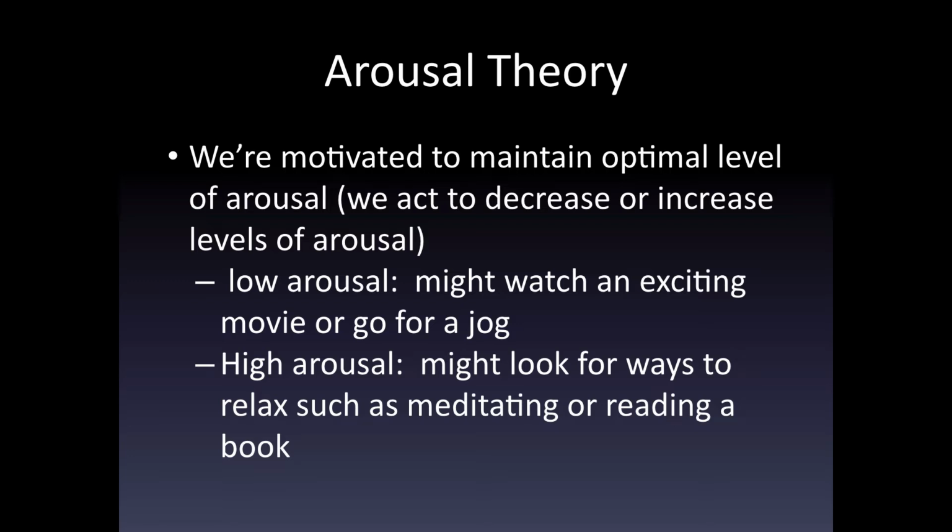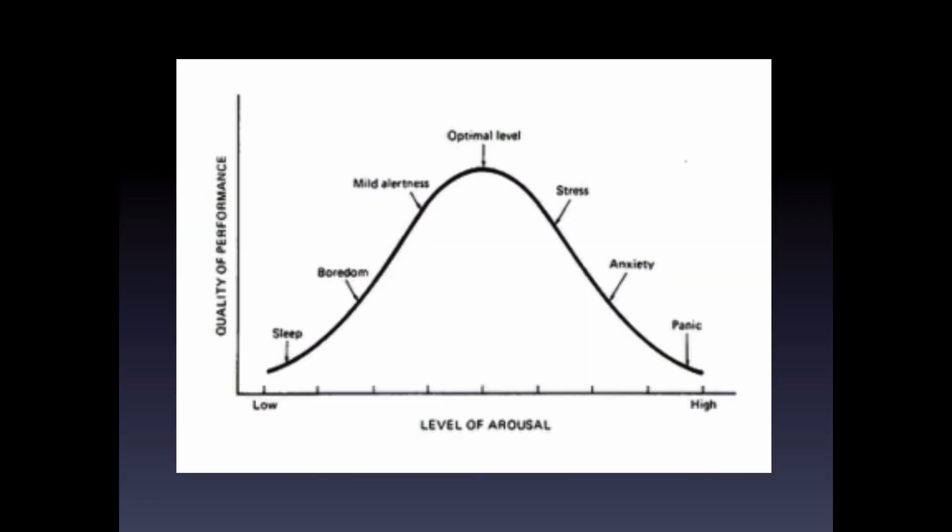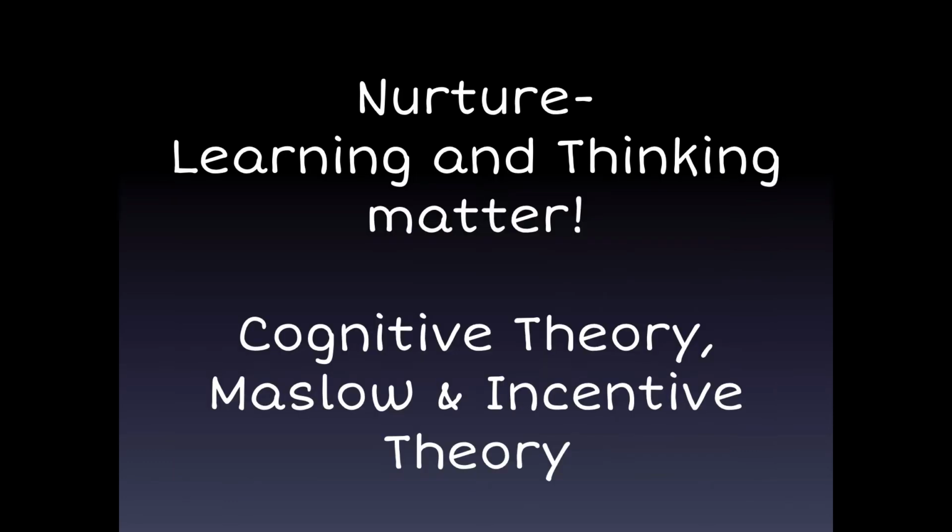So if I'm in a state of low arousal, I may go watch an exciting movie or go for a jog. Just kidding. I would never actually go for a jog, but maybe you would, because I don't run. If you're in a state of high arousal, you might look for ways to relax, such as meditating or reading a book. I just want to remind you of that Yerkes-Dodson inverted U, right? That says that there's an optimal level of arousal that is required for peak performance. This is fitting in with that, essentially saying that at all times we're motivated to act because we're trying to maintain this optimal level of arousal.